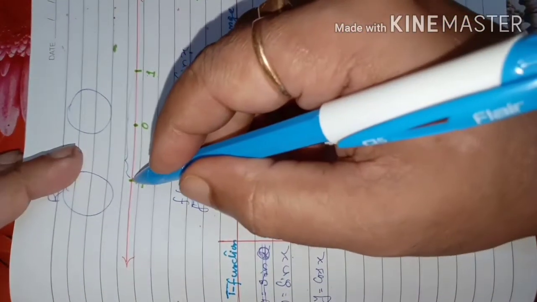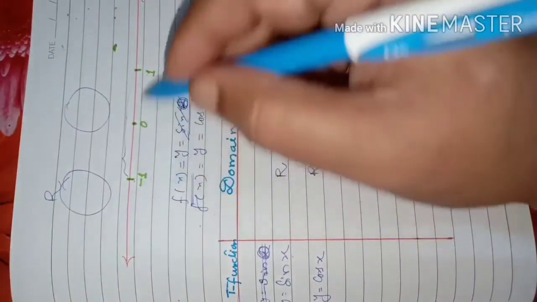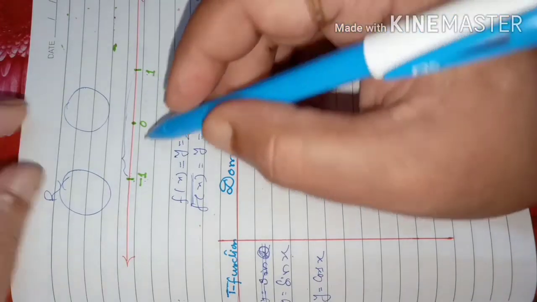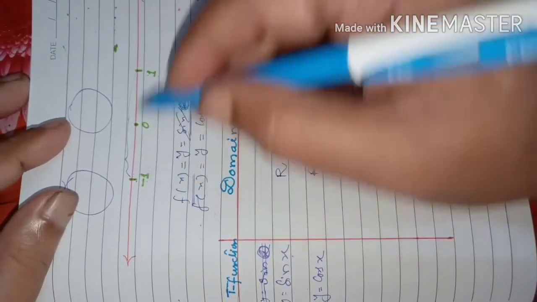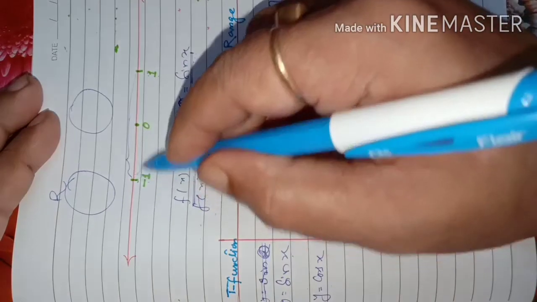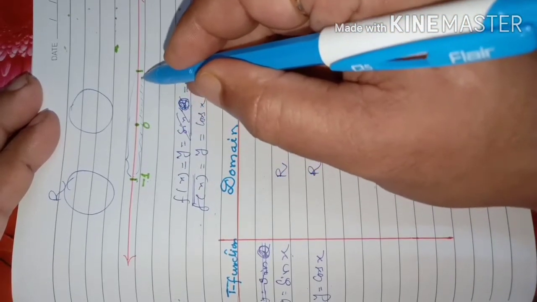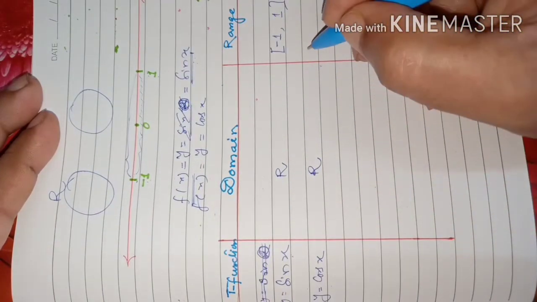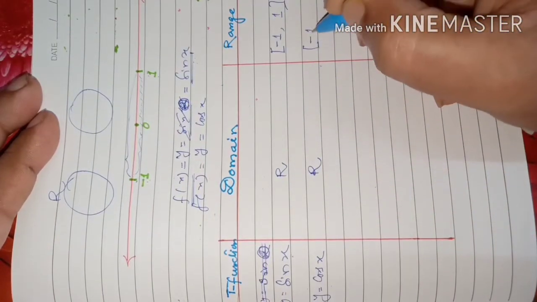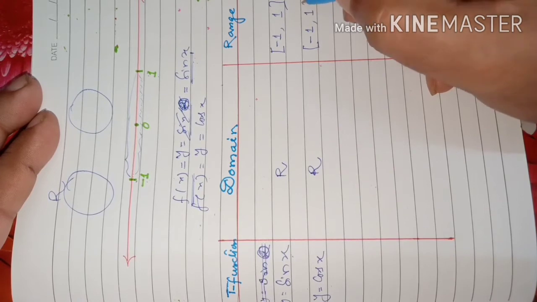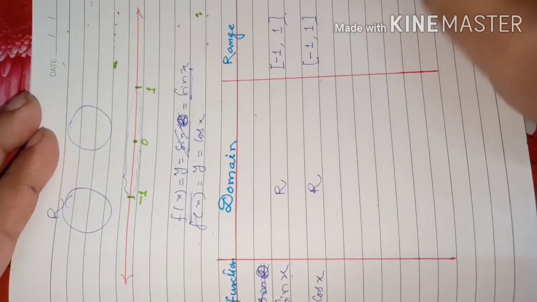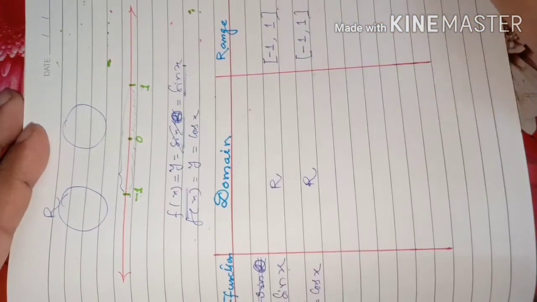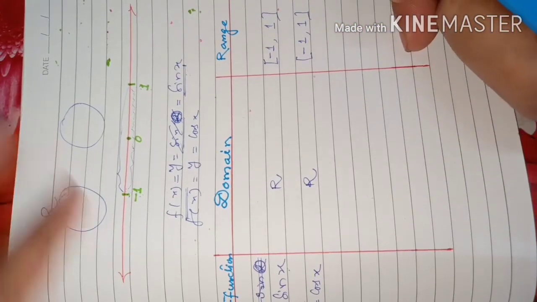And cos x, its value also will be between -1 and +1. Just now we have studied. So the lowest value of cos x is -1 and the greatest value is +1. So all these points which represent some real number between -1 and +1 will be the value of cos x. That is between -1 and +1, including -1 and +1. So it is a closed interval, that's why we have written it. So this is the range of the cos function.